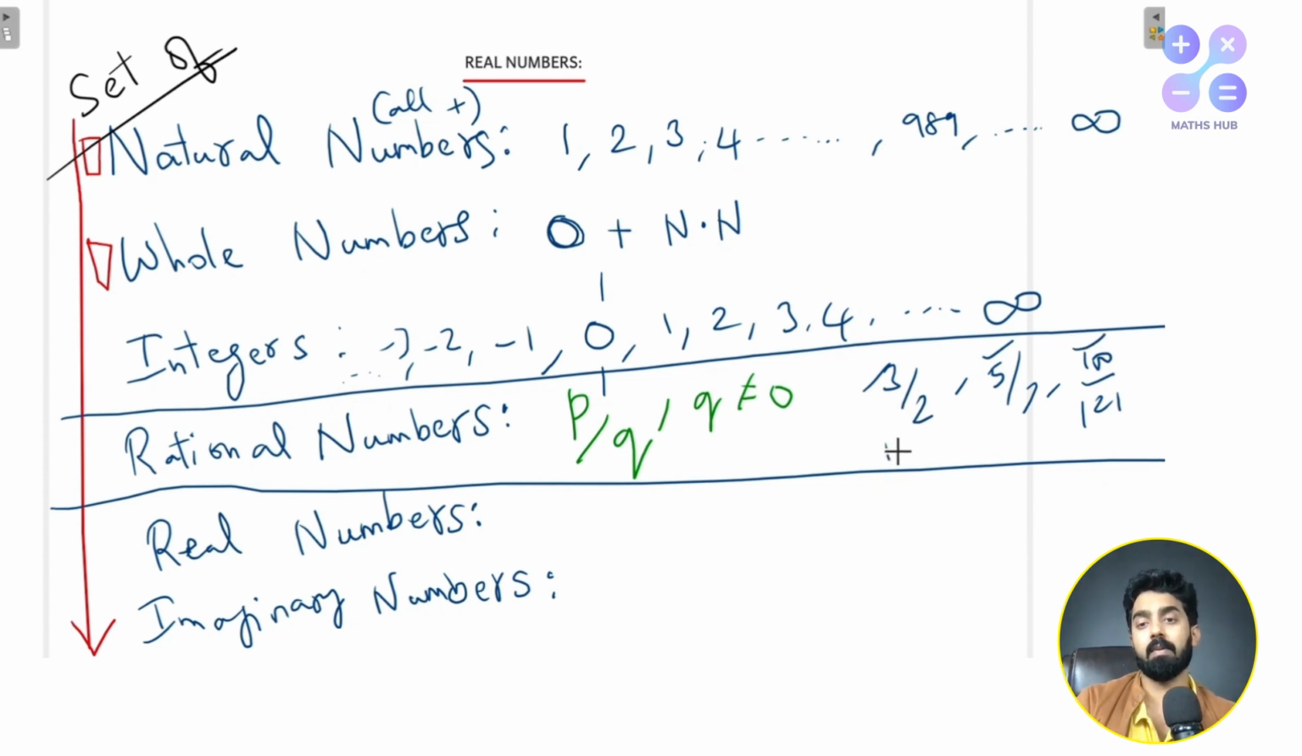3 by 2 could also be written as 1.5. 5 over 7 is 0.714285714285, and then whatever that is. So basically these are the numbers in between the integers, right? If you think about where 1.5 is, 1.5 lies somewhere in between 1 and 2, correct? Or 0.714 lies somewhere between 0 and 1, correct? So integers have these rational numbers in between them somewhere.